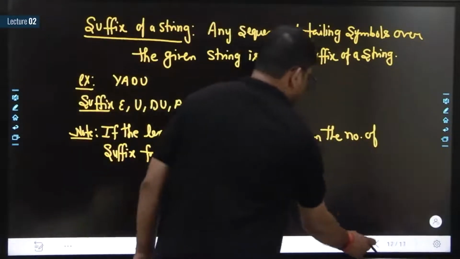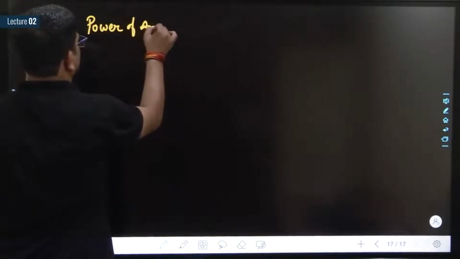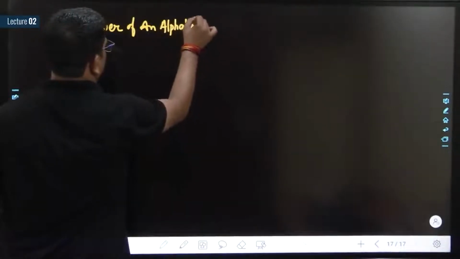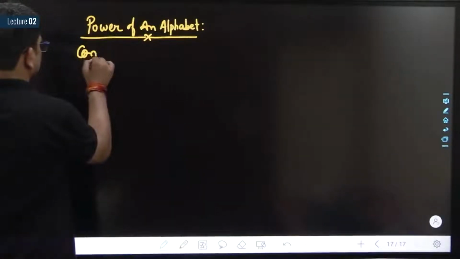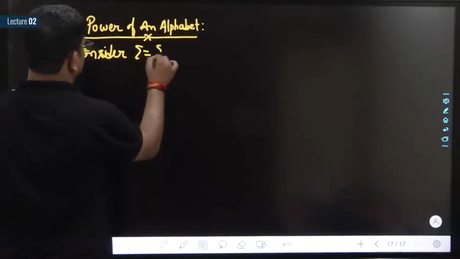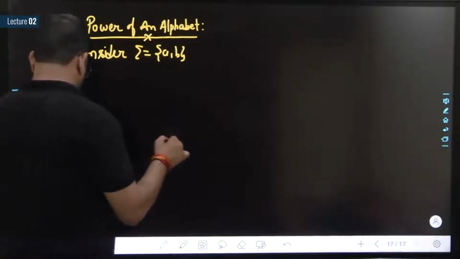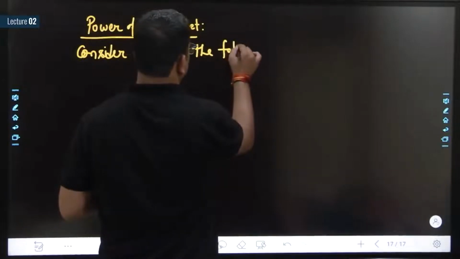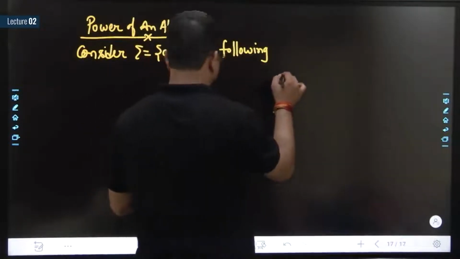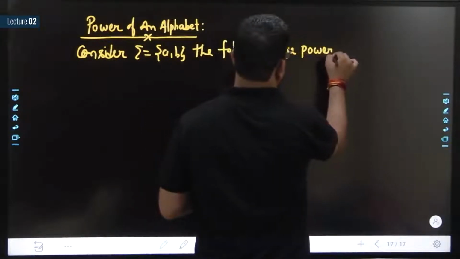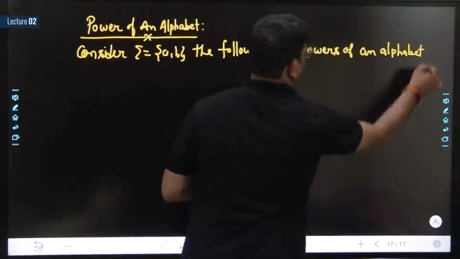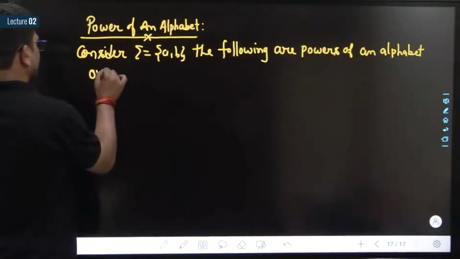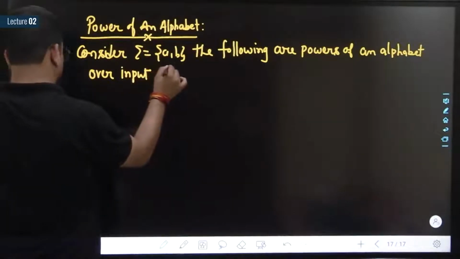Next is power of an alphabet. Consider sigma equal to a comma b, the following are powers of an alphabet over input alphabet.